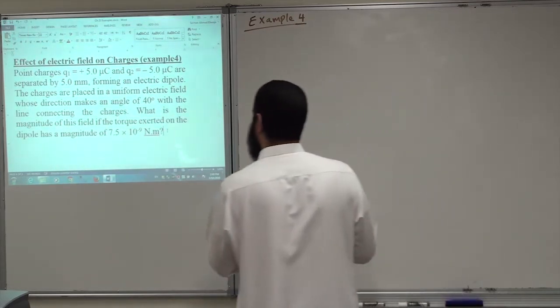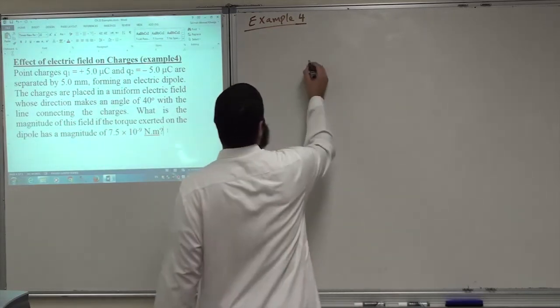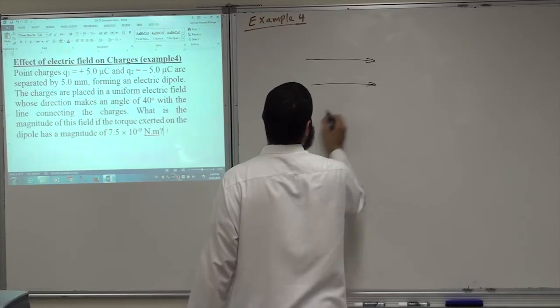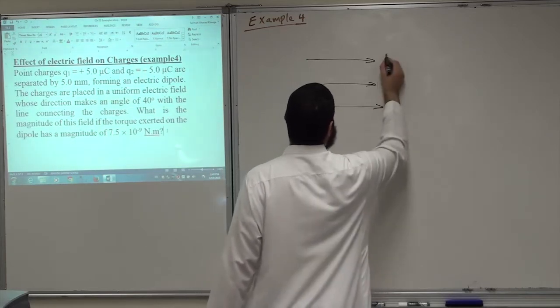Let me give you a simple drawing. This is the electric field. Let us assume it is in this direction. It is a uniform electric field.